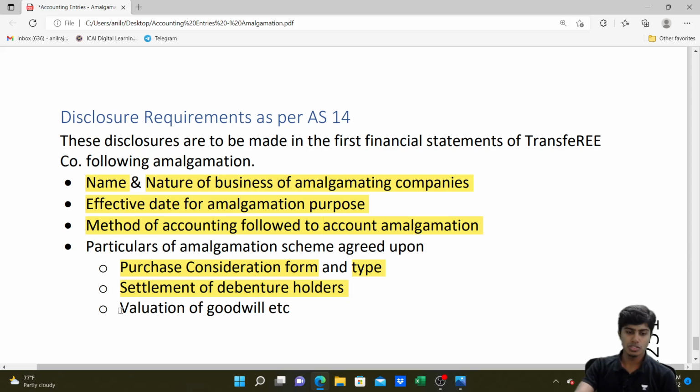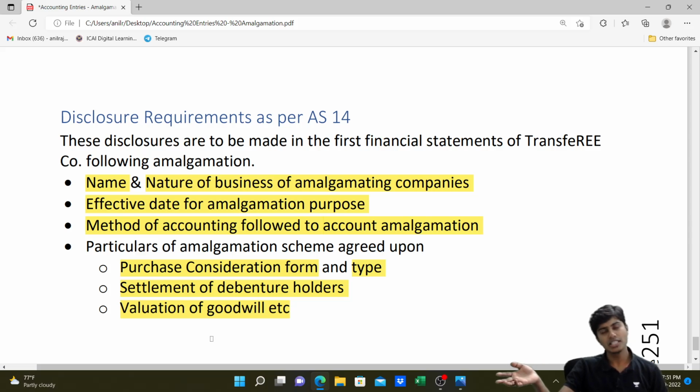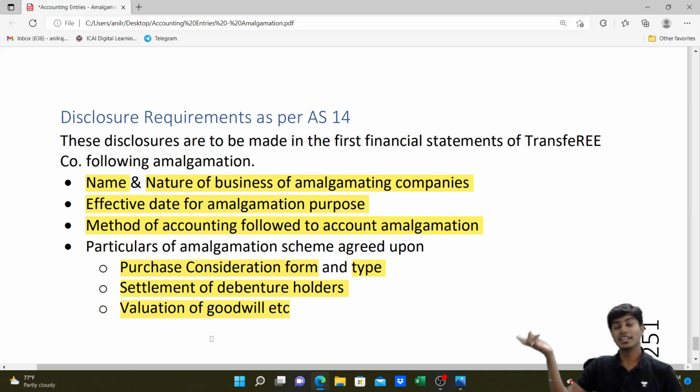Then we should also disclose the valuation of goodwill. How are we valuing the goodwill of the transferor company? Is it under the simple average method? Weighted average method? Annuity method? Capitalization method? What is the normal rate of return that you considered?